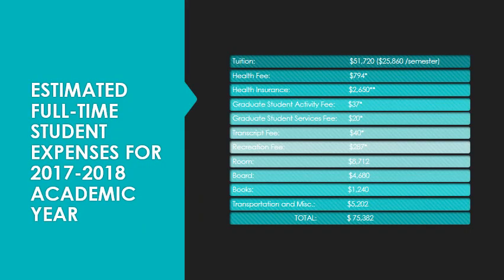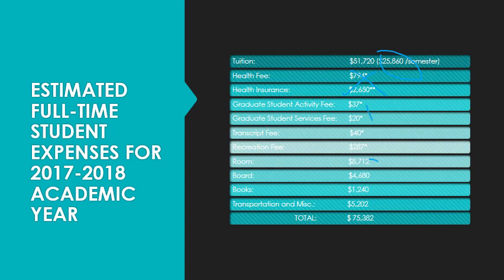Estimated full-time student expenses. Now, these numbers are not exact, but they are an estimate depending on lifestyle, where the student stays. It could be a dorm, things like that. There are a lot of varying factors in this, but basically, here's a rundown. You have the tuition, which is $25,860 per semester. So you have your tuition up here. You have the health fee regarding insurance and all that. You don't have to worry about that if a student has insurance either on their own or through their parents. You have typical fees here.